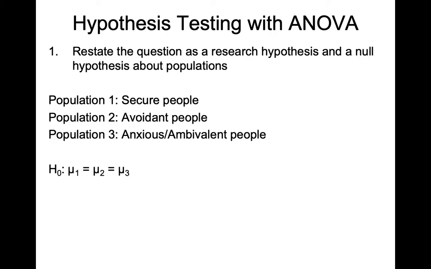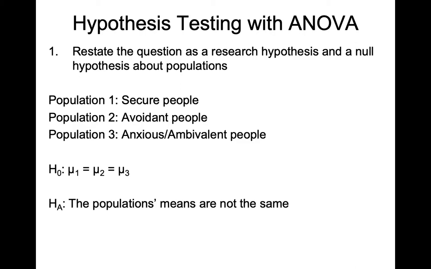Under the null hypothesis, we're just going to say that mu1 equals mu2 equals mu3. And our null hypothesis for analysis of variance will always be this, that mu1 is equal to mu2 is equal to mu3. Pretty simple with analysis of variance. This is the only null hypothesis that we'll have for this overall one-way analysis of variance that we're going to do.